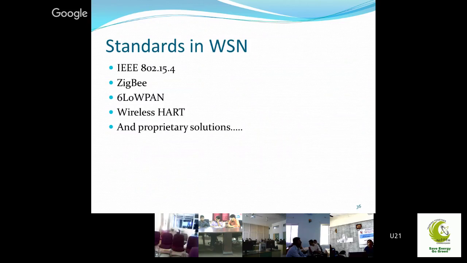If we talk about what the different standards in wireless sensor networks are, then IEEE 802.15.4 is one such standard. It is basically considering physical and MAC layer only. ZigBee and 6LoWPAN are other standards. Even commercial devices are available for ZigBee and 6LoWPAN. WirelessHART is also there, and there are a lot of proprietary solutions from different companies.